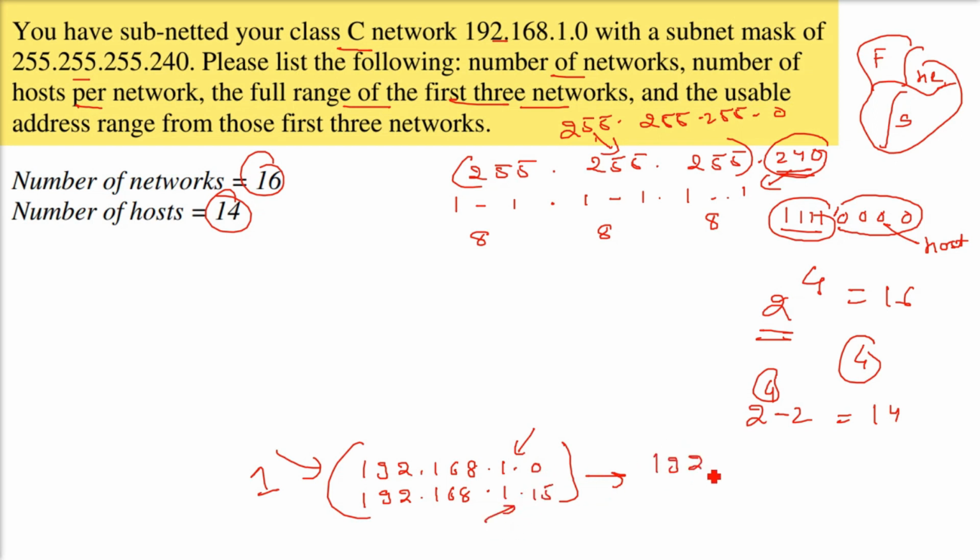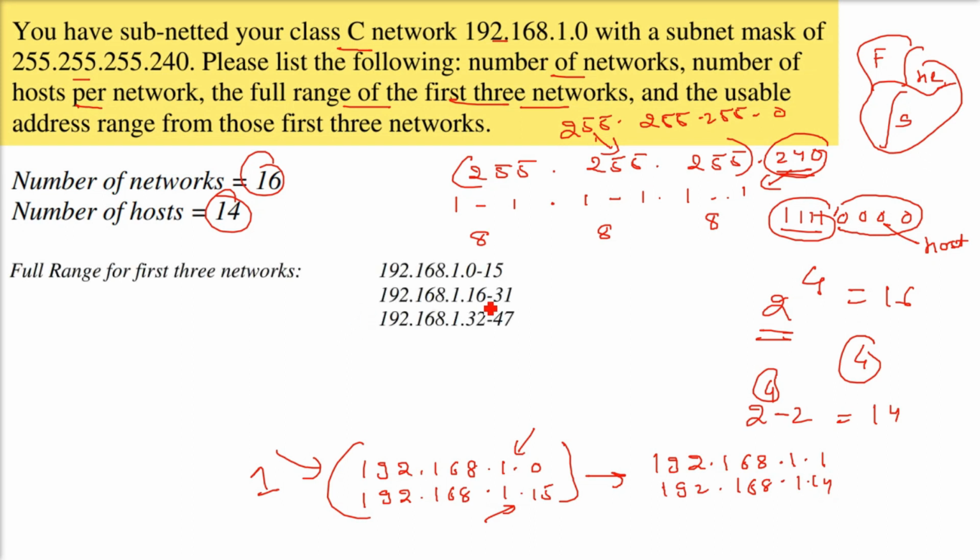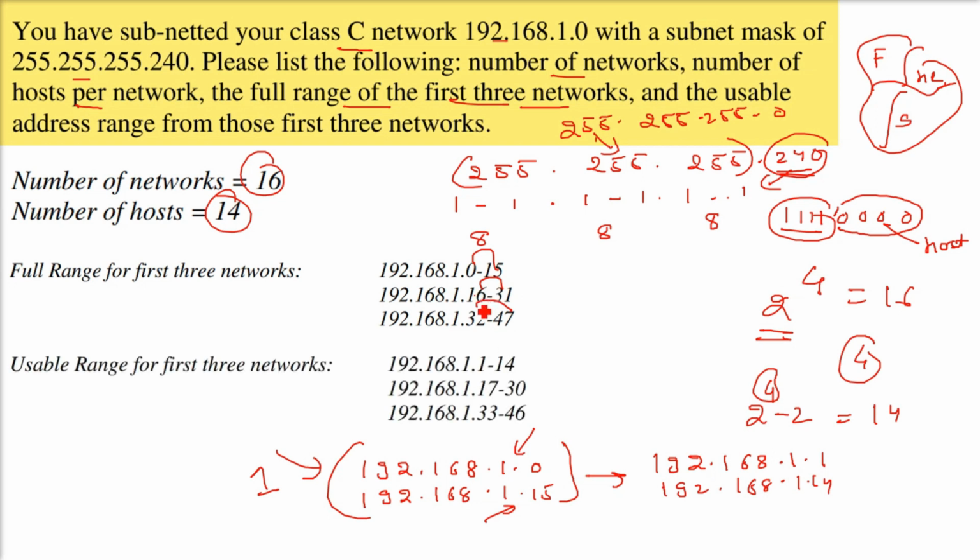So usable is 192.168.1.1 and 192.168.1.14. The others will be, one is 0 to 15, the other will be 16 to 31, then we have 32 to 47. Usable will be what? 16 and 31. No, 17 and 30. 33 and 46, because the first and last we cannot use. Alright.